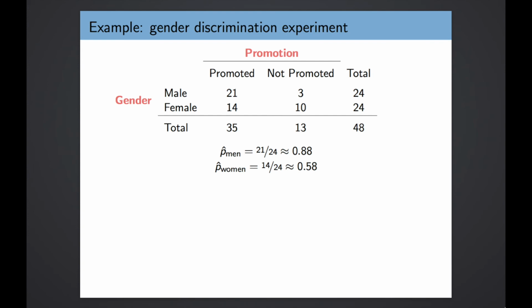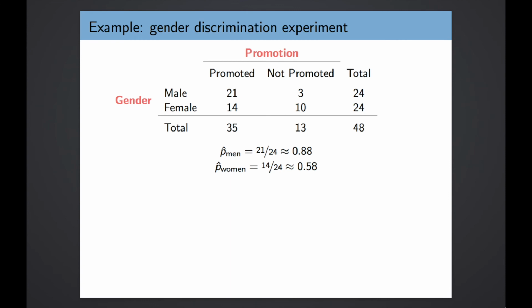In this experiment, researchers sent out 48 personnel files to 48 different personnel managers, supervisors, and asked those supervisors to make a decision about whether the person in that file should be promoted. The only difference in these personnel files was the gender of the employee. And we found that of the male employees, 21 of them were promoted and 3 of them were not promoted, per the decisions of those supervisors, and of the female employees, 14 were promoted and 10 were not promoted.